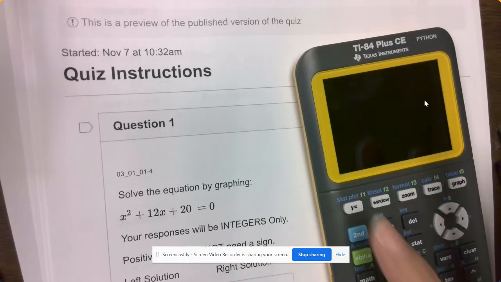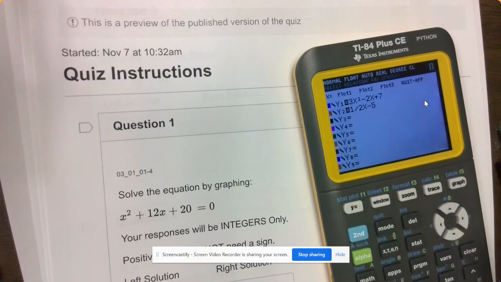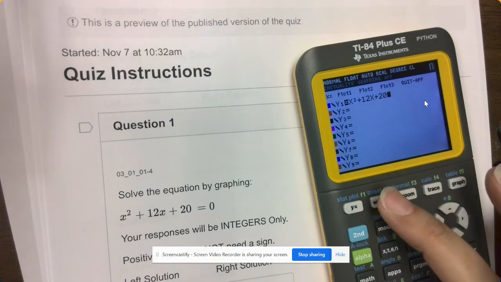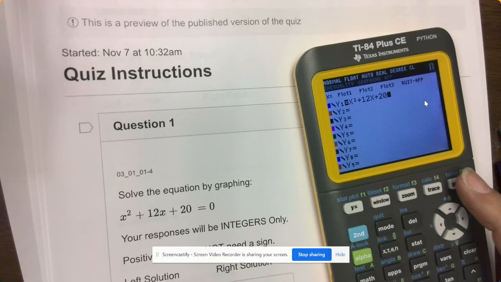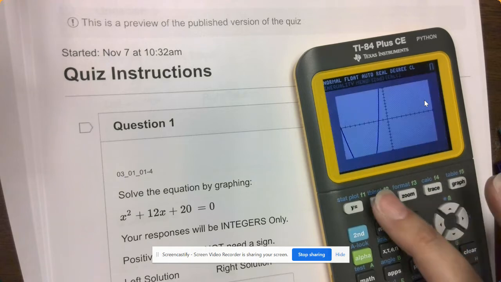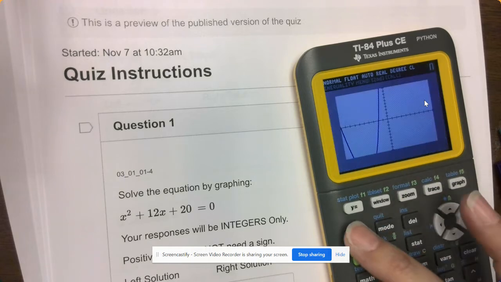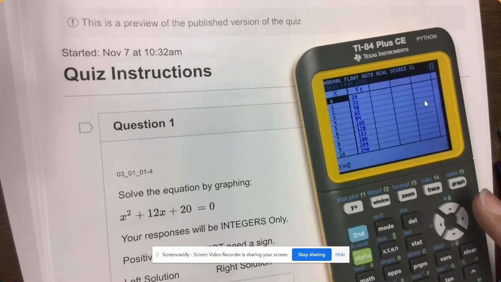So we're going to turn it on, go to y equals, and clear both of these that are in here. Okay, so we're going to go x, everybody, this is the key. So x squared plus 12x plus 20. And then we're going to graph it. Can't see it. But what we can do, everybody, is go second table. And what we're looking for is where y is equal to 0.